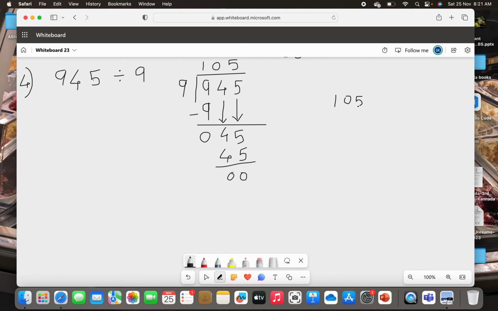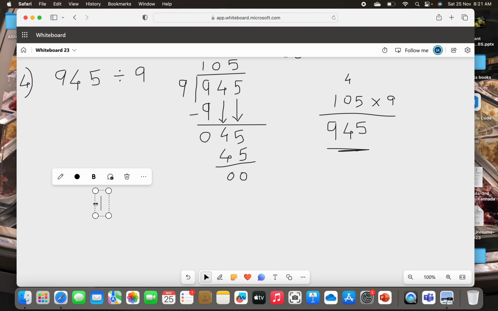105 multiplied by 9. 9 times 5 is what? 45. 4 carry over and 5 in the answer box. 9 times 0 is 0. You pull down 4, 0 plus 4 is 4. And 9 times 1 is 9. Yeah, so your answer is correct. Now, what is it we are trying to find? We are trying to find the quotient, which is equal to 105.